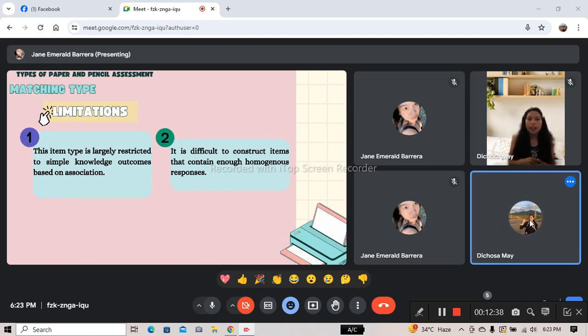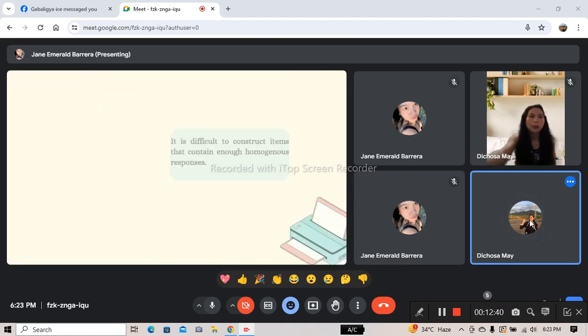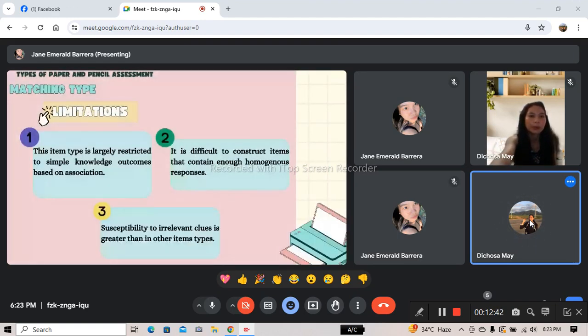And the last one is that susceptibility to irrelevant clues is greater than in other item types. The students will be able to guess correct matches based on clues or common patterns, even if they do not really understand the questions or the concepts provided by the teacher.